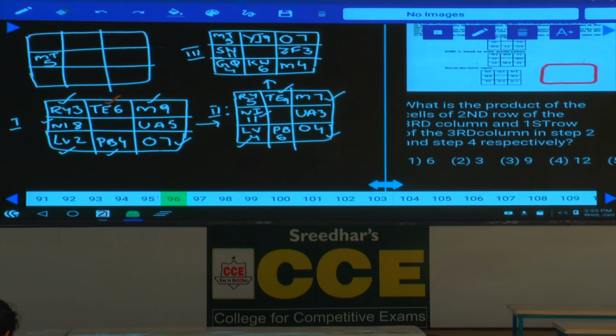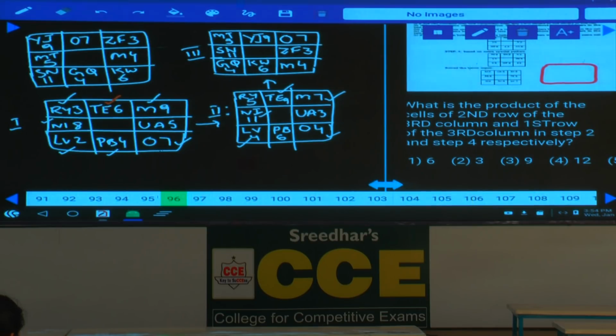MT5 will be shifted here, then SN11 at this place, and GQ4 and GQ4. After this GQ4, KW6, and next KW6, M4, and next M4 is ZF3, and next one O7 and YZ9. Now these are the elements.